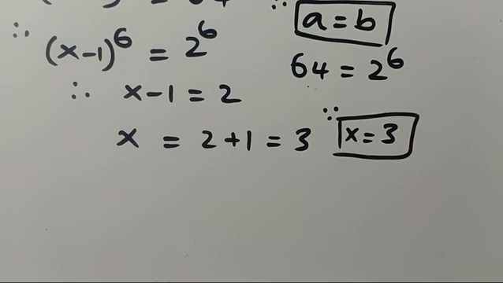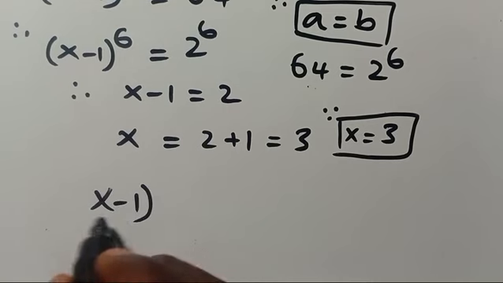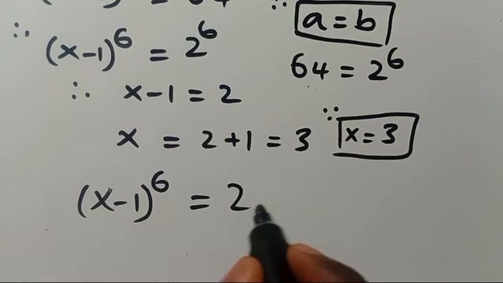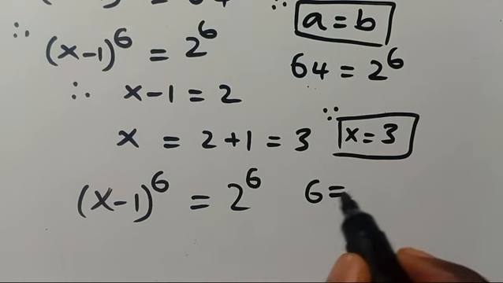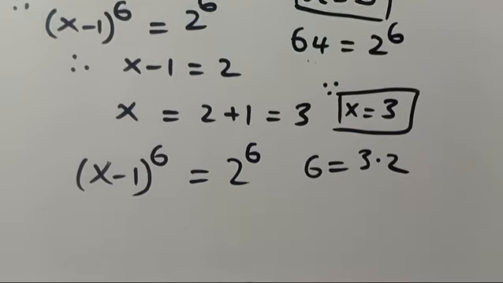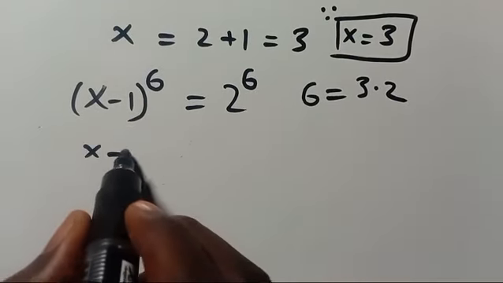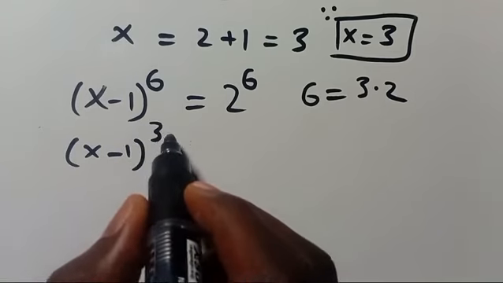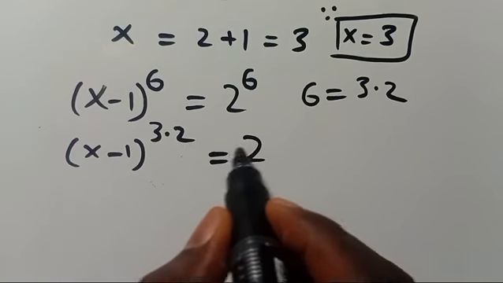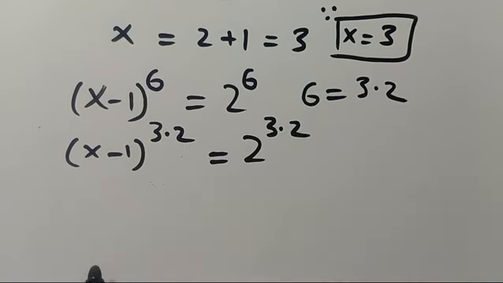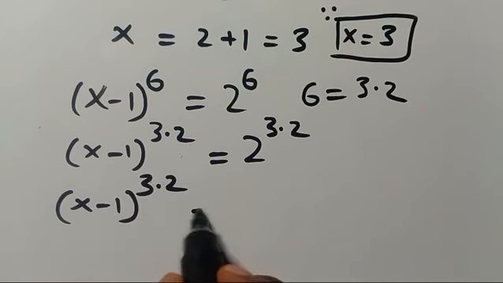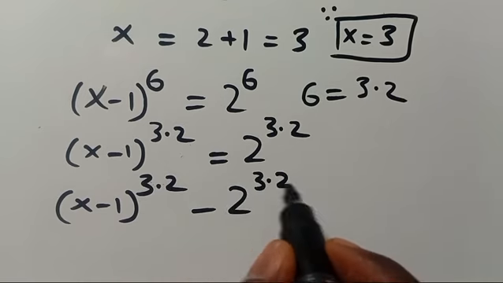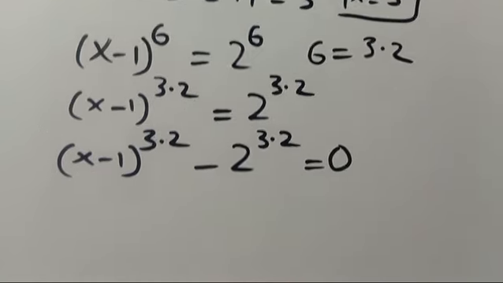Let's recall from here we have (x − 1)^6 = 2^6. Then let's rewrite this power 6. We can have 6 as the product of 3 times 2. So from here we have (x − 1)^(3×2) = 2^(3×2). Then let's take this term to here. So we have (x − 1)^(3×2) − 2^(3×2), then let's set everything to be equal to 0.